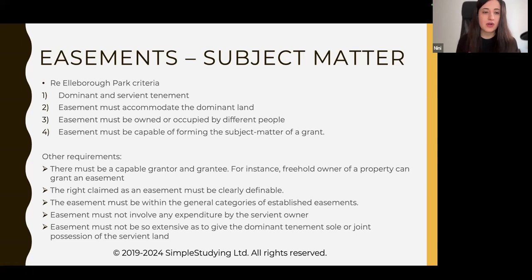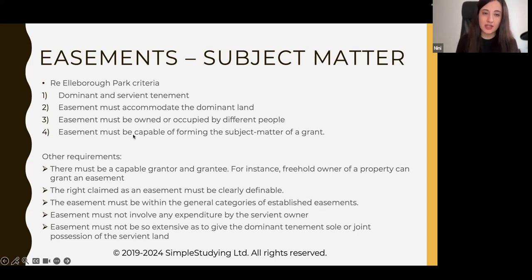So all these requirements must be satisfied. There must be a capable grantor and grantee. An easement can only be granted by someone who owns the property. If you're renting the property, you cannot just create an easement. Second, the right claimed as an easement must be clearly definable. So abstract rights are not enforceable as an easement. It has to be clear. Third, the easement must be within the general categories of established easements.